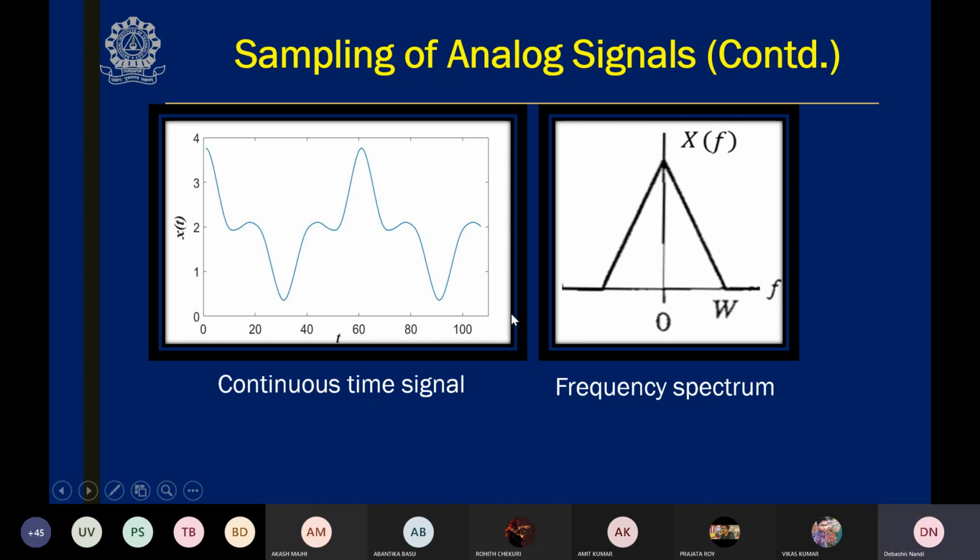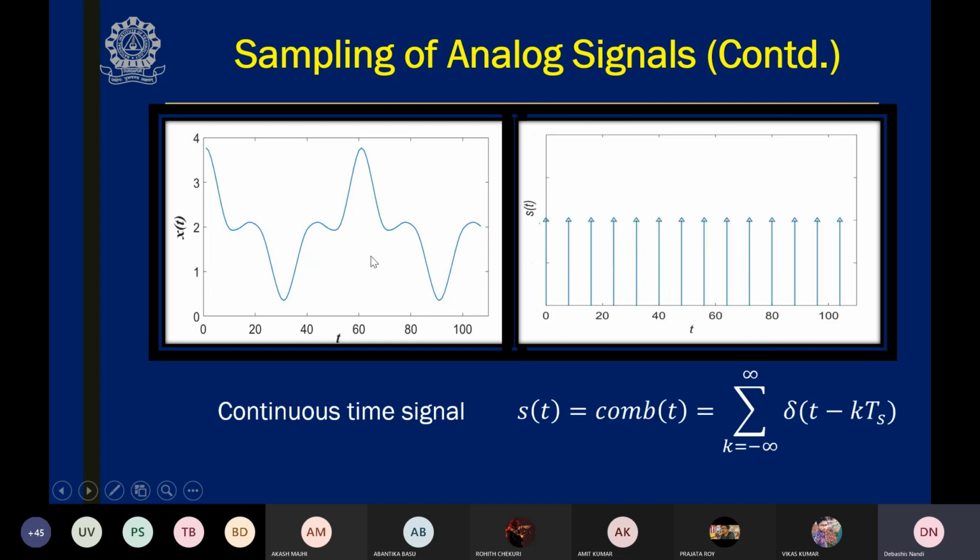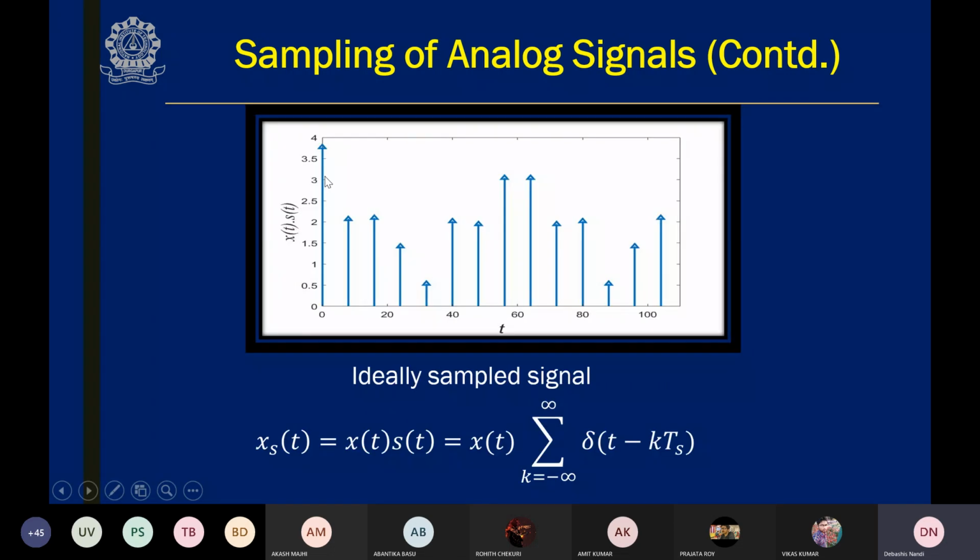But when you sample this signal by using a comb function like this, having a sampling frequency fs, then you will get a signal like this. For example, here the distance between two successive samples is equal to Ts, and it can be obtained by multiplying this comb function s(t) with the analog signal x(t). After multiplication, you get this representation of the signal. This is the multiplication of x(t) with the comb function, or the sampling function s(t). Now, this is the time domain sampled signal.